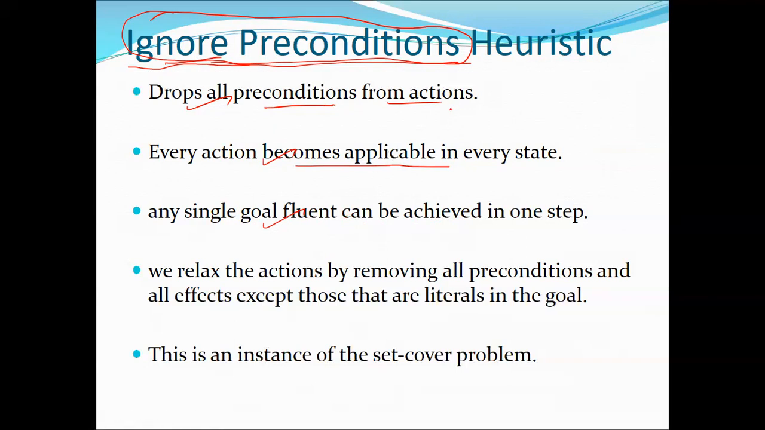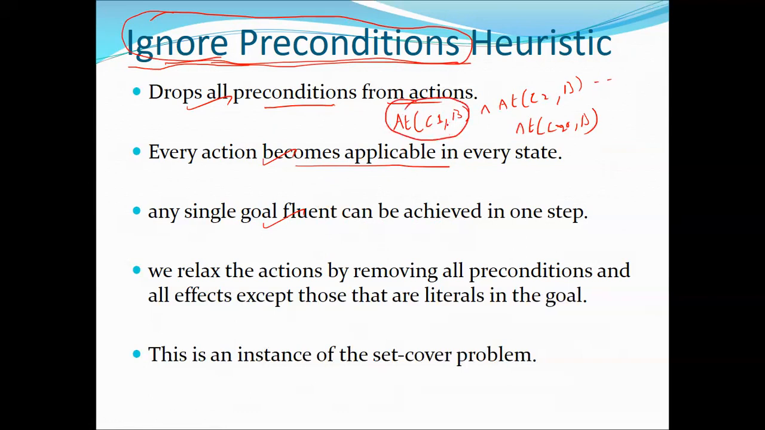Are you getting it? For example, if this is the solution we want, cargo 1 should be at airport B, and cargo 2 should be at airport B, and so on and so forth. Cargo 20 also should be at airport B. Now there is no precondition. Any action can be applied at any time. So at every step you can achieve at least one subgoal.